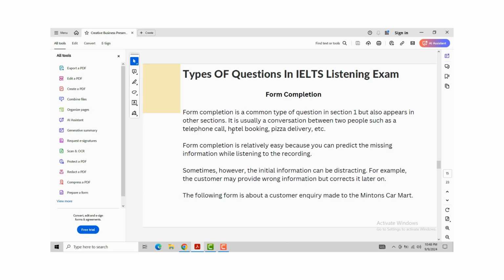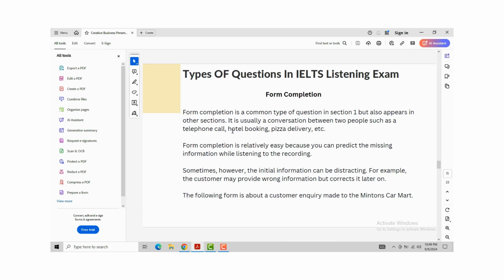Whenever you order a pizza or book a hotel or book a flight, you usually have to make a call to the travel agent or the customer support assistant, and you have to provide your details. The customer support person, the travel agent or the pizza delivery guy fills in the form with your information, and after the form is complete, the pizza is delivered to your house or your hotel is booked. So it is usually a conversation between two people, such as a telephone call, hotel booking, pizza delivery.